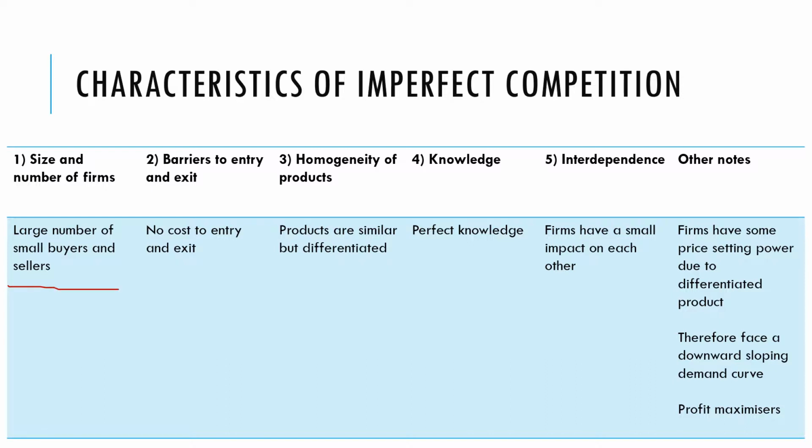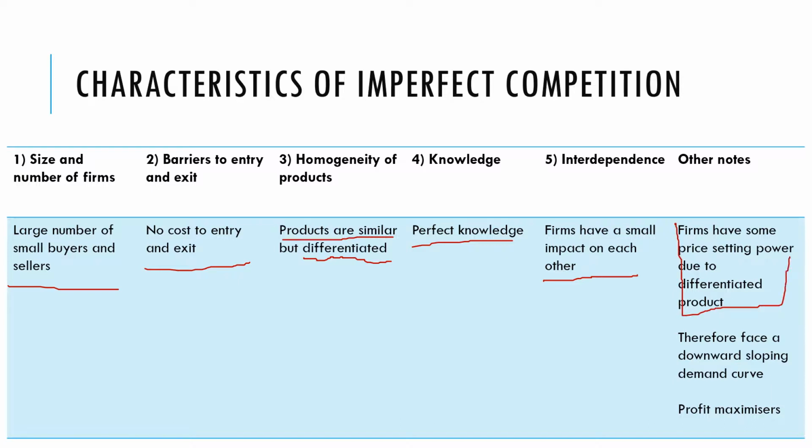Again, we have a large number of small buyers and sellers. There are no costs to entry and exit. The products are similar, but the key difference here is that they are differentiated. Buyers and sellers again have perfect knowledge. Firms have a small impact on each other, but they're not particularly interdependent.